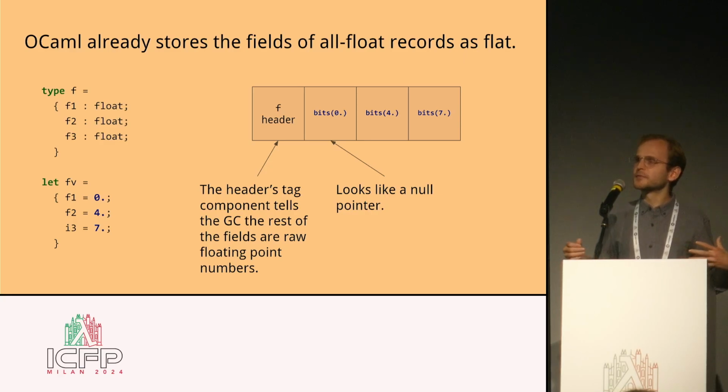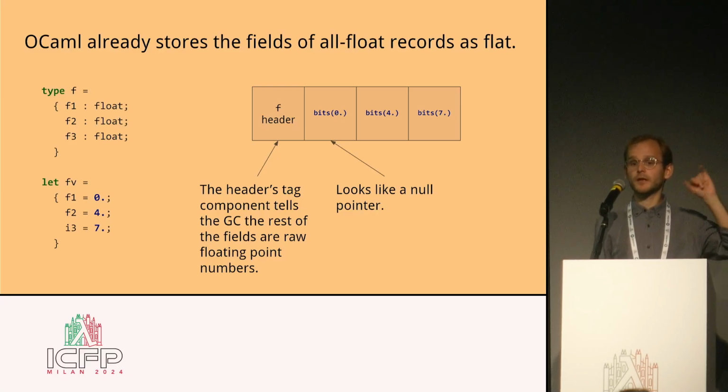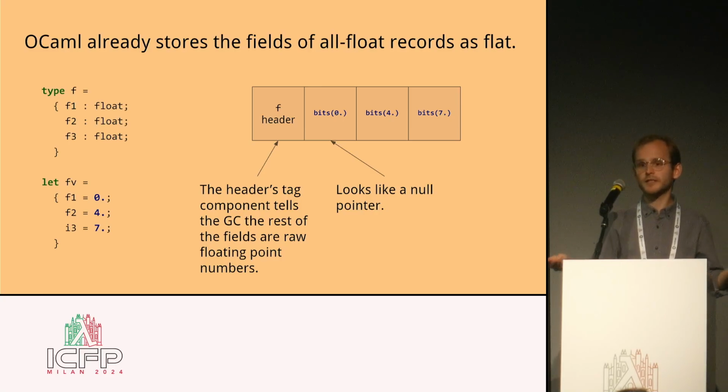And the way that this is okay from the garbage collector's perspective is the tag in the header word of the object conveys that the object is a flat float record, and thus the garbage collector should not look at the fields. The fields might actually just look like a null pointer, for example, and that's one kind of pointer that the garbage collector should certainly not dereference. But this prior art is not enough to encode all the shapes of heap objects that you might want.